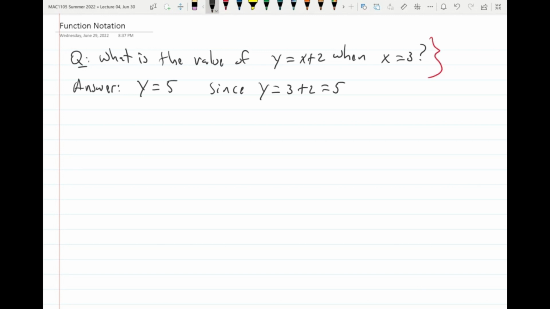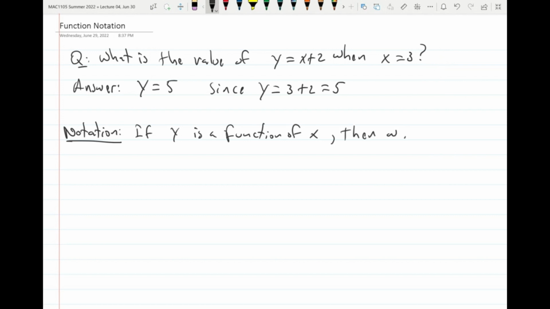First of all, notation. Let me introduce the notation, and then we're going to rephrase this question in function notation. So if y is a function of x, which in this case it is, right? For each x, there is only one y. Just do plus 2, you get one y. So if y is a function of x, then we write the following.